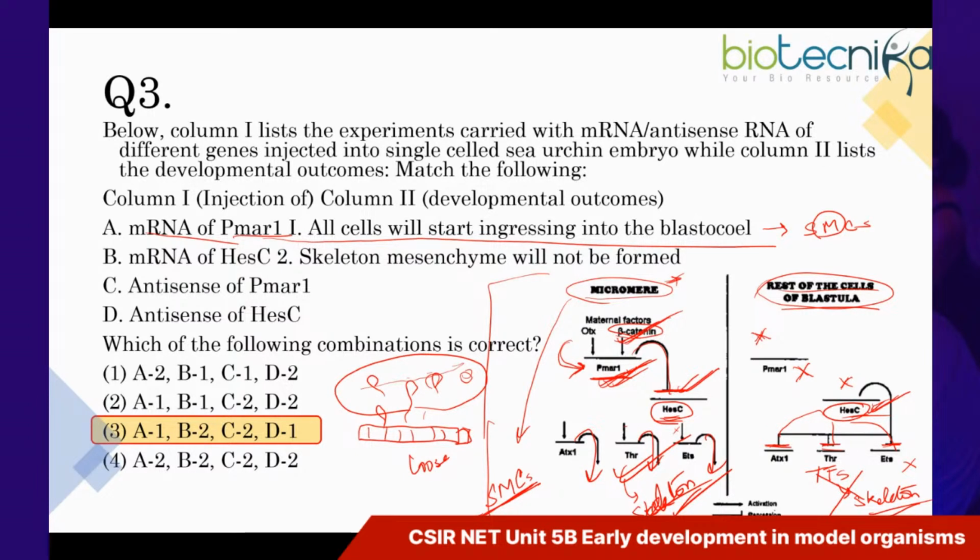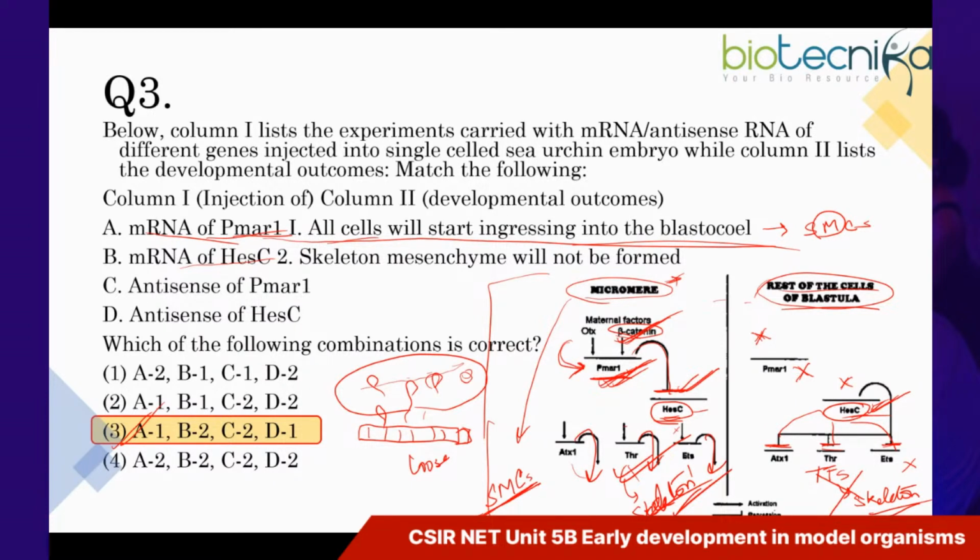So if mRNA of PMAR is there in all cells, HESC will be blocked. In that case, all cells will form skeleton, because HESC is not there, which means in all cells, the transcription factor for skeleton formation will be activated. All cells will start ingressing into the blastocoel. A will be 1.